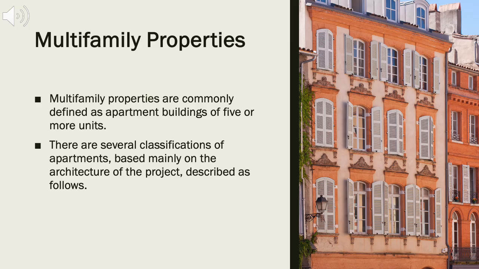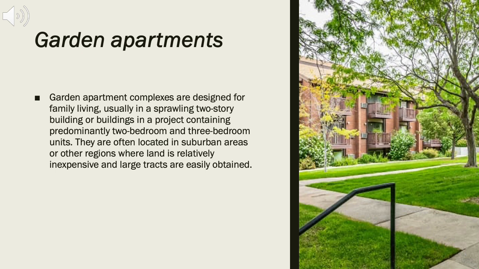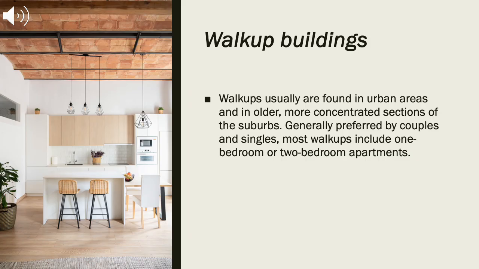Multifamily properties. Multifamily properties are commonly defined as apartment buildings of 5 or more units. There are several classifications of apartments based mainly on the architecture of the project, described as follows. Garden apartments. Garden apartment complexes are designed for family living, usually in a sprawling 2-story building or buildings in a project containing predominantly 2-bedroom and 3-bedroom units. They are often located in suburban areas or other regions where land is relatively inexpensive and large tracts are easily obtained.